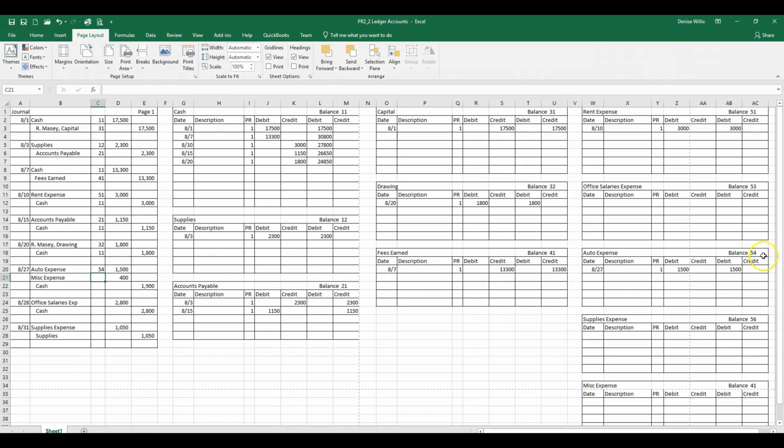I was hesitating for a moment because I just realized this could be confusing. This 54 refers to the account number. This balance is actually referring to this debit and credit right here. So it's not like balance 54. Those are independent thoughts right there.